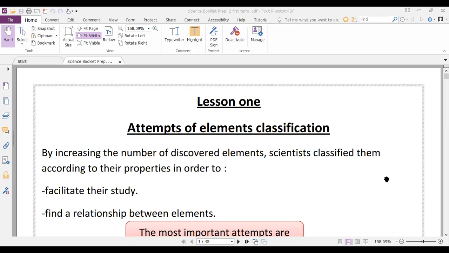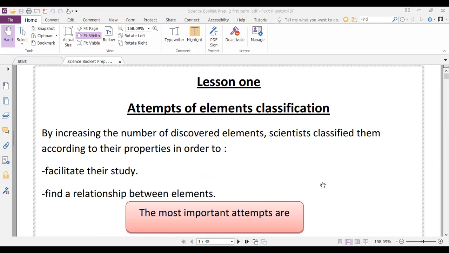Welcome back, Middle 2. It's the first session that we are going to study, inshallah, in our continents. Lesson 1 is called Attempts of Elements Classification. Attempts of Elements Classification. So first lesson, first question.